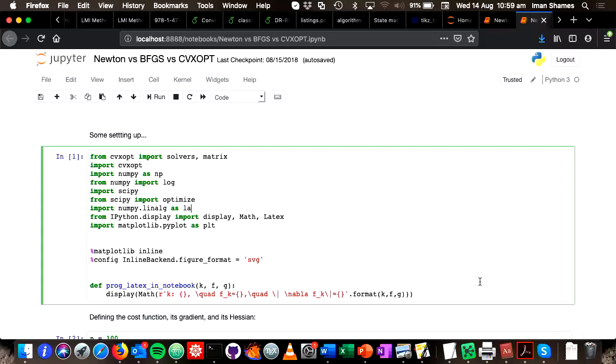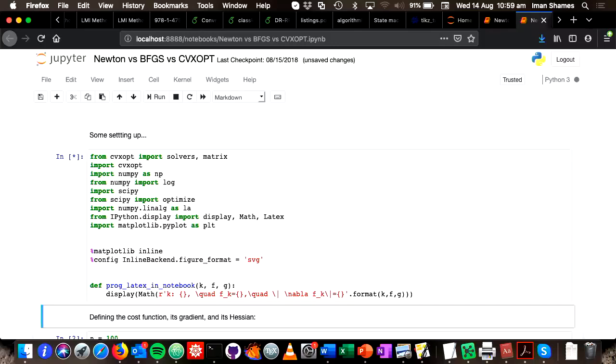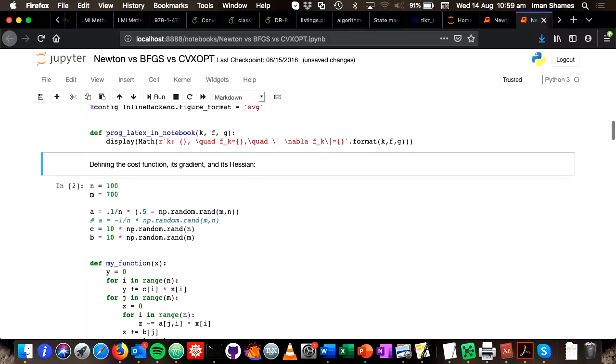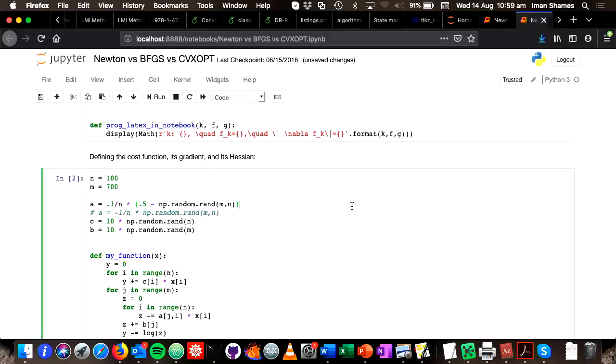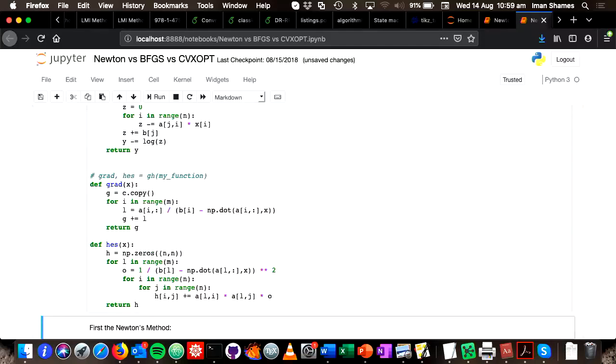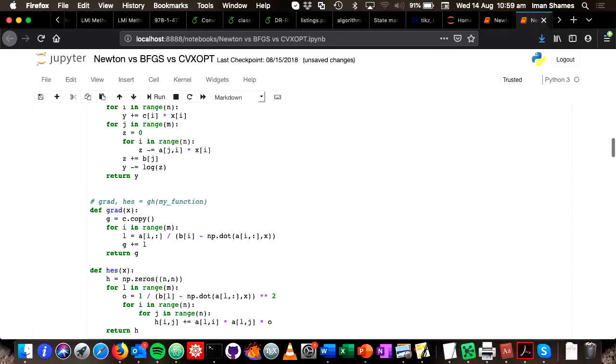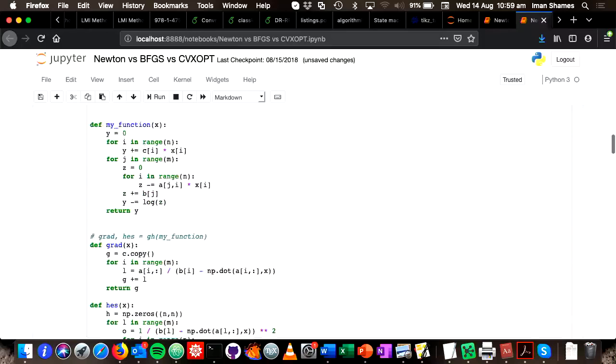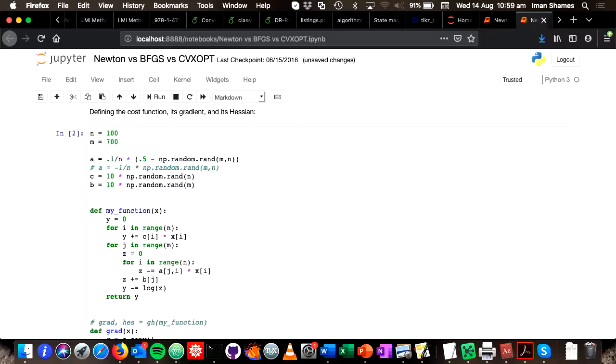I have to bring a bunch of things in. It's good. Now I think the number of my variables is 100, I think. And the cost function looks like this.